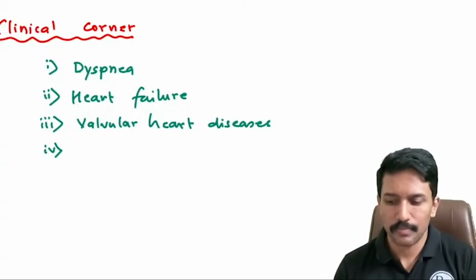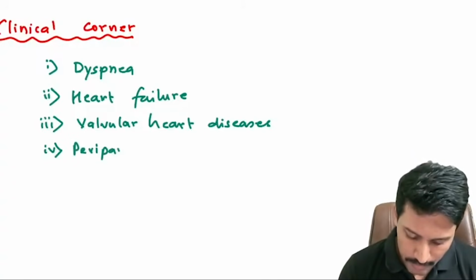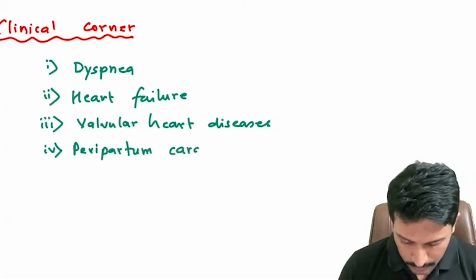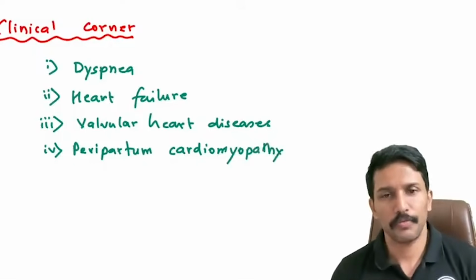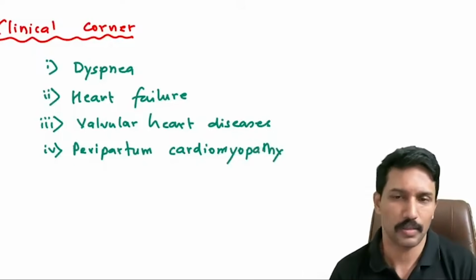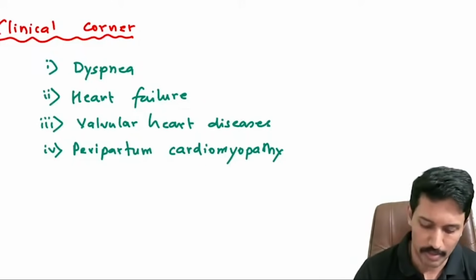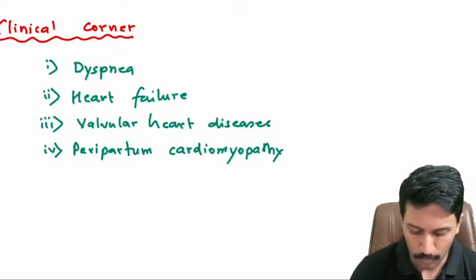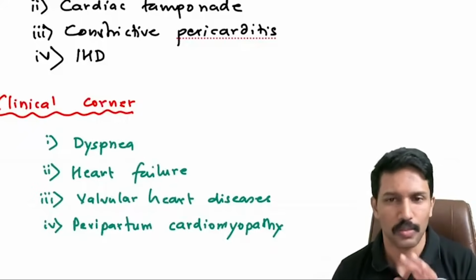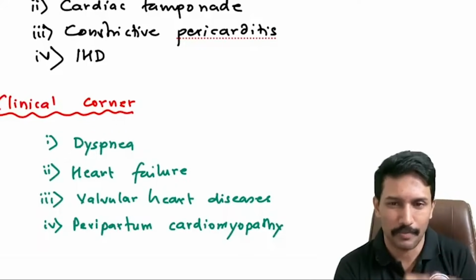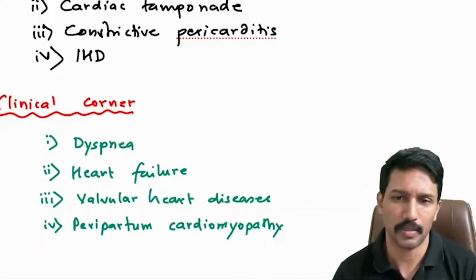Some usual discussion during bedside often spills into peripartum cardiomyopathy. You may find it in your OBG section. So if not, let me know. I will share a quick note on Instagram and you can use that for knowing basics about peripartum cardiomyopathy. So these are the important things that I want you to do from the clinical corner. You should know the approach to dyspnea. You should know the approach to heart failure. You should know the areas of auscultation, different types of murmurs, and the presenting symptoms of all the valvular heart diseases, and a little bit about peripartum cardiomyopathy.